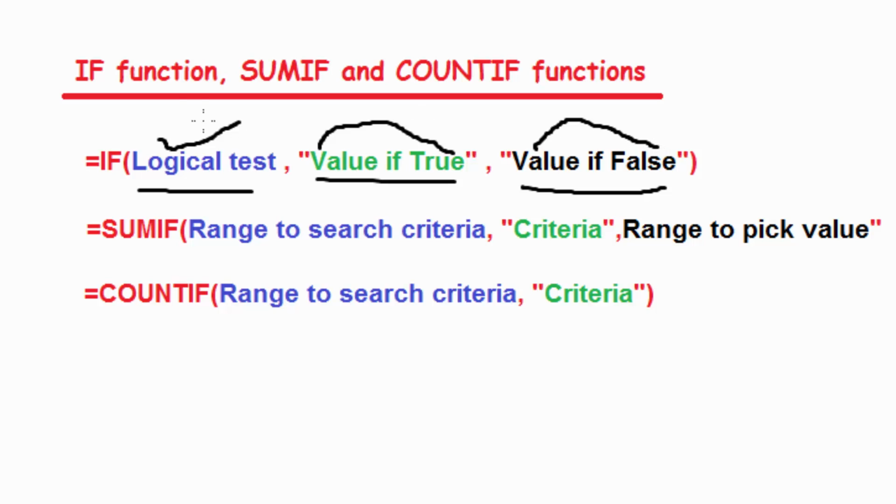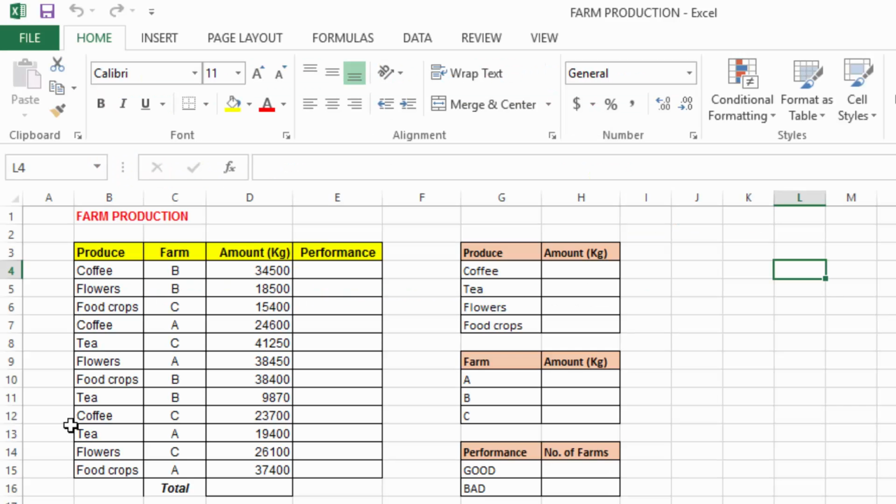I will just show you very fast how we can do it in MS Excel. I have some data from a certain farm or plantation, and here I have the different produce which we have in the farm. These are the only four types of produce which we are producing: coffee, tea, flour, and food crops. Here we have quantities which were produced from different farms.